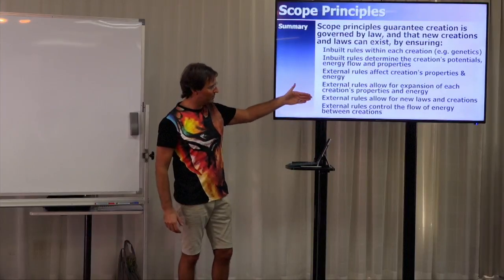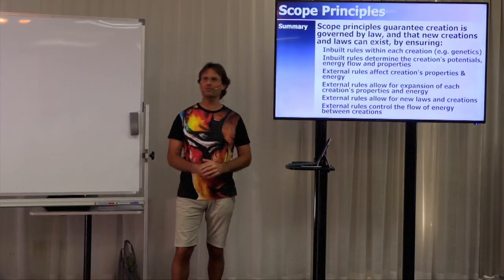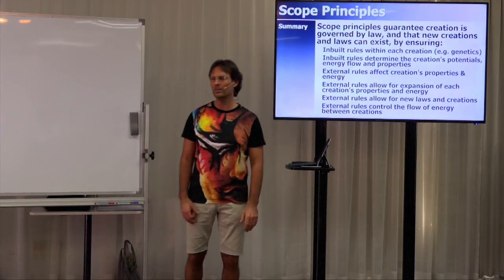External rules control the flow of energy between creations. So my ability to talk to you, for example, is governed by many things, but one of the things it's governed by is an atmosphere. If we weren't in an atmosphere, you would not hear any sound vibrations, and you'd not hear anything, right? Because the external rules do govern what I'm able to say or how I'm able to communicate with you if I use my voice. Now, obviously, there's a different set of rules that determine my communication emotionally.